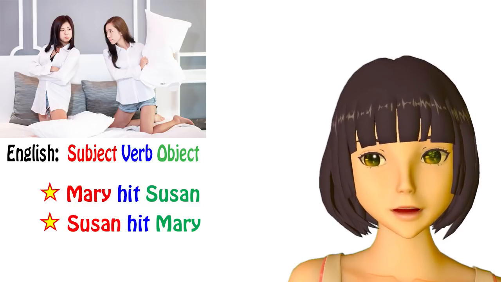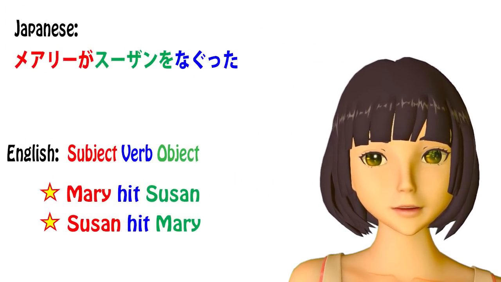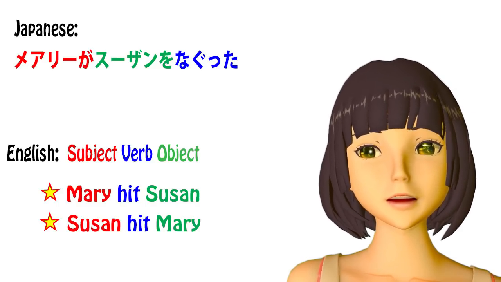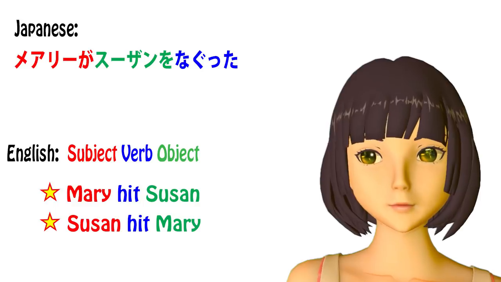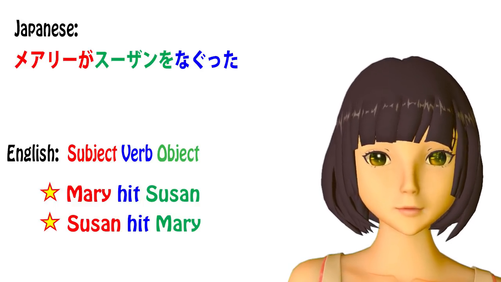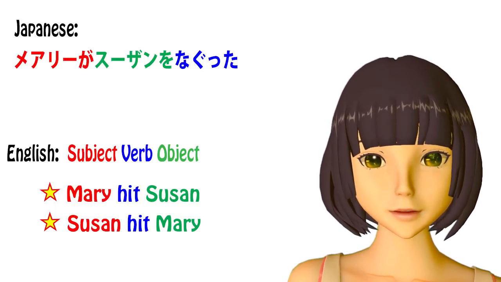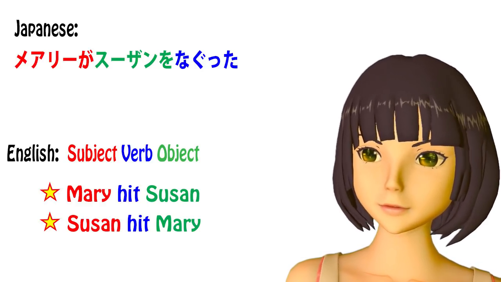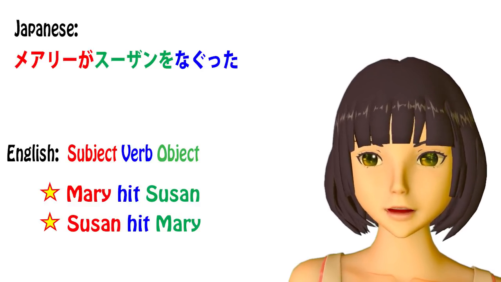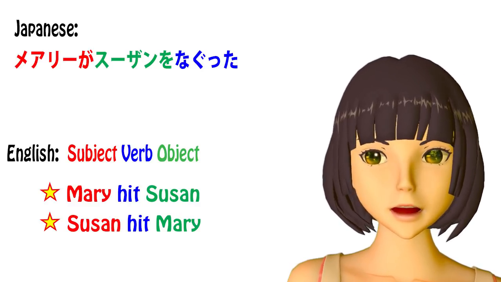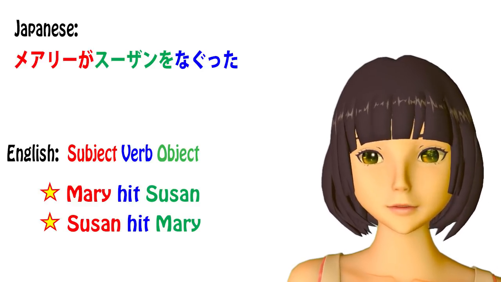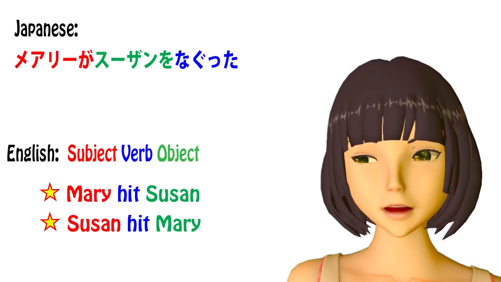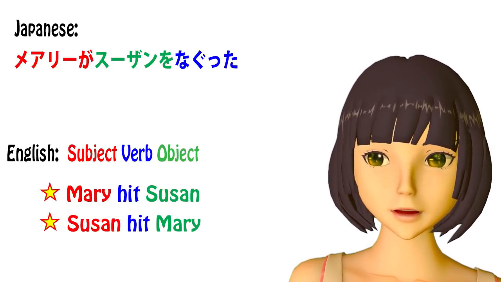Now, the way in Japanese we would say, Mary hit Susan, is Mary ga Susan wo nagutta. And this is, of course, subject, object, verb. Mary's the subject, Susan's the object, and the verb comes at the end. So, isn't Wikipedia right? Isn't Japanese really a subject-object-verb language? No, it isn't. Because although Mary ga Susan wo nagutta is the most common way of putting it, it isn't the only way of putting it.